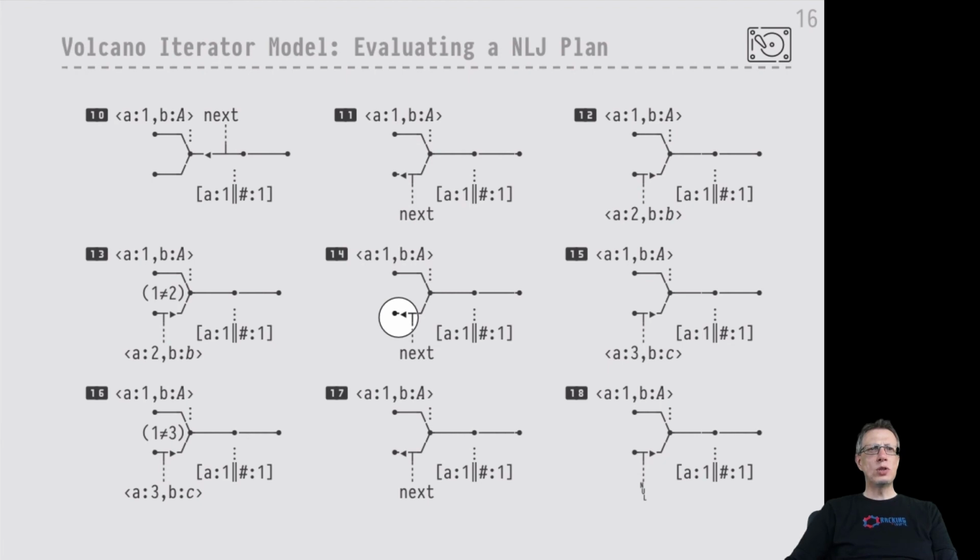And the next will lead the sequential scan at the leaves here to return the next inner row. Here's the next inner row. It will be returned to the join operator. The join operator will see that the join predicate is not satisfied, so that inner row cannot lead to a new join pair. So all that's left to do is request the next inner row from the inner leg.